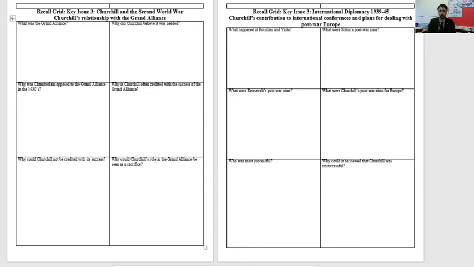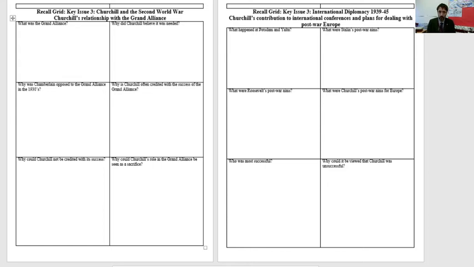Then we've got the Grand Alliance, which overlapped with what we just talked about in the lessons themselves, and this tries to separate them out so you can use them in an exam. What was the Grand Alliance? That's easier than you think. It's just the countries that are involved and what it was aiming to do. Why did Churchill believe it was needed?